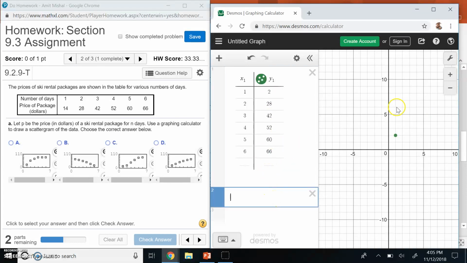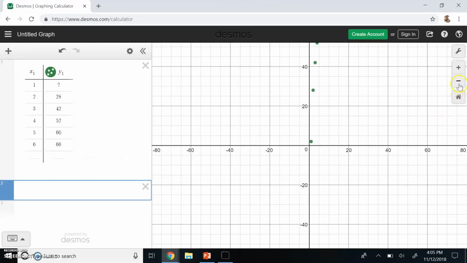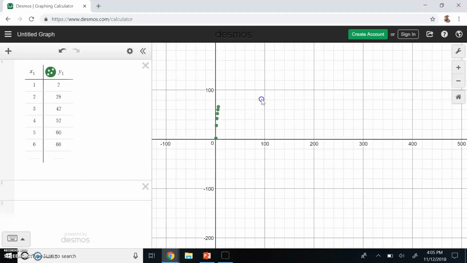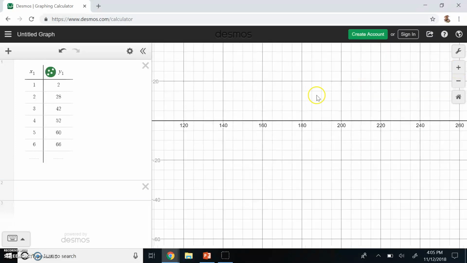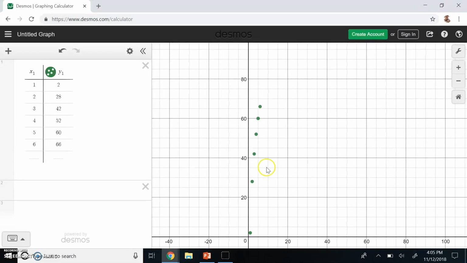So the thing is, you have to make sure you plot the points. Now, as you can see, the graph isn't visible to us. So let's zoom out a little bit. And that's what the graph is going to look like. So we've got to figure out which of these four graphs is going to be closest to the graph that we have. Now for that to happen, we're going to need to make this a little bit bigger, and we're going to need to zoom out. So you have to play with this a little bit until you get a good idea of the shape, but the shape looks like this.